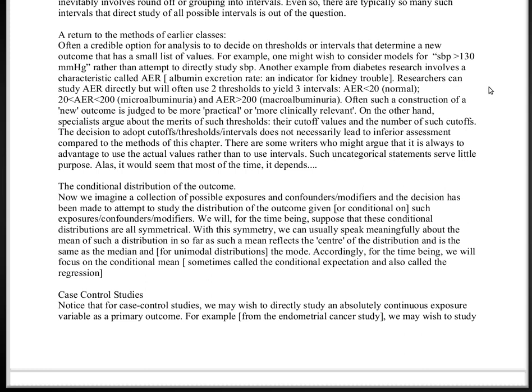But on the other hand, we might argue that one threshold is not enough. There is a characteristic called the albumin excretion rate, or AER, widely studied in diabetes research, that has a distribution that is complicated in ways that I'll be discussing in a minute, but for which many people in the literature feel that 2 or possibly 4 thresholds are being considered here.